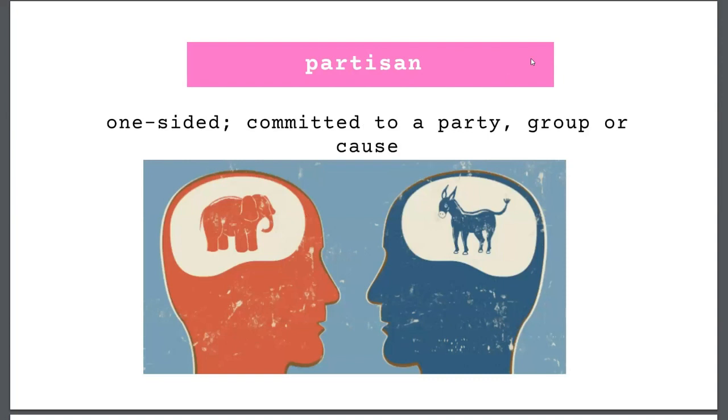Next word is partisan, which means one-sided or committed to a party, group or cause. So there is a word in it, party. So those who support one party or another are the kind of people who are one-sided. You will see very few people who are neutral and open to all the options available. So mostly party people are dedicated to one side, and you can connect it with one-sidedness and being committed to a single party, group or cause.